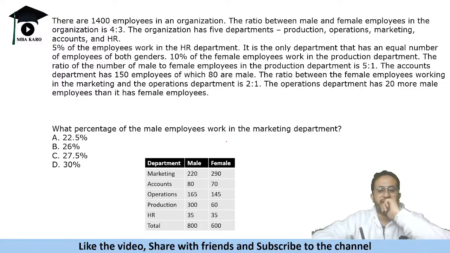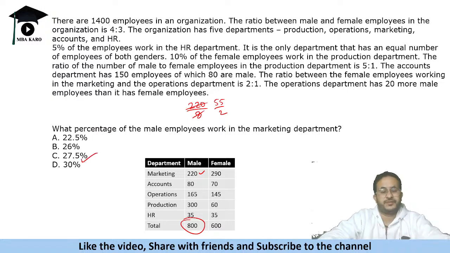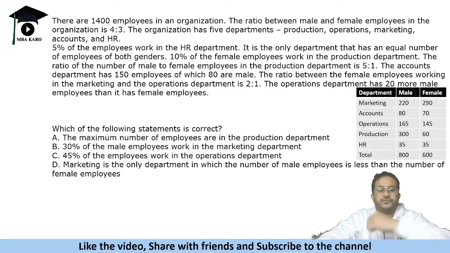Male employees working in the marketing department. Okay, so we have 220 male employees out of 800. So 220 by 8 is 27.5%. Which of the following statements is correct? So read the statements and tell which of these is correct.